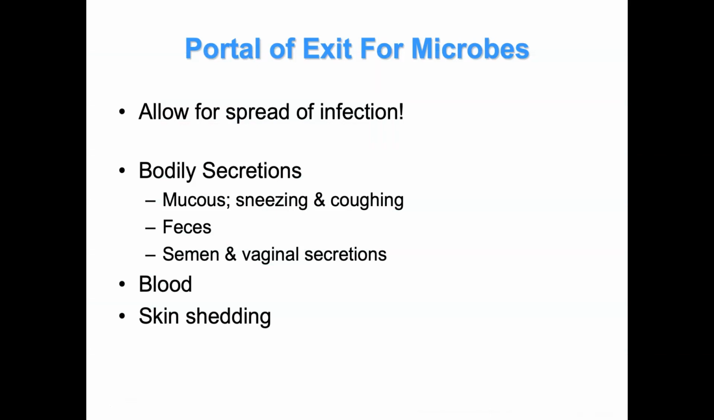Portal of exit for microorganisms is going to allow for the spread of infection. Bodily secretions, this is how you can secrete these microorganisms and spread them. Remember that the portal of exit is usually the same as the portal of entry. How you got infected is the way that you're going to disseminate this microorganism and possibly infect others. And this could be through bodily secretions, whether it's mucus, sneezing and coughing, feces, vaginal and semen secretions for STDs specifically, blood, skin shedding, right?